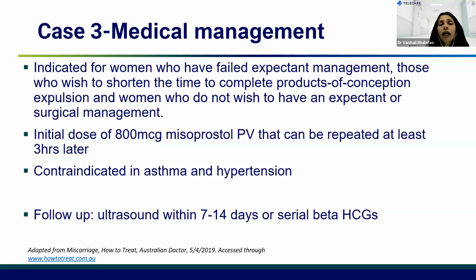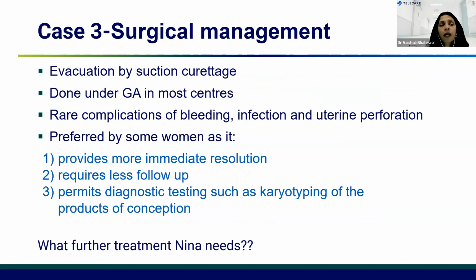Surgical management, evacuation by suction evacuation, is done under general anesthesia in most centers. Rare complications include bleeding, infection, and uterine perforation, about 1 in 200 patients. It is preferred by some women as it provides more immediate resolution, requires less follow-up, and permits diagnostic testing such as karyotyping of the products of conception.